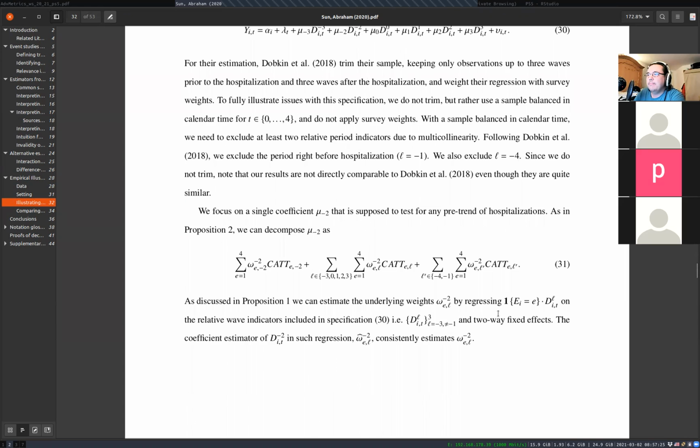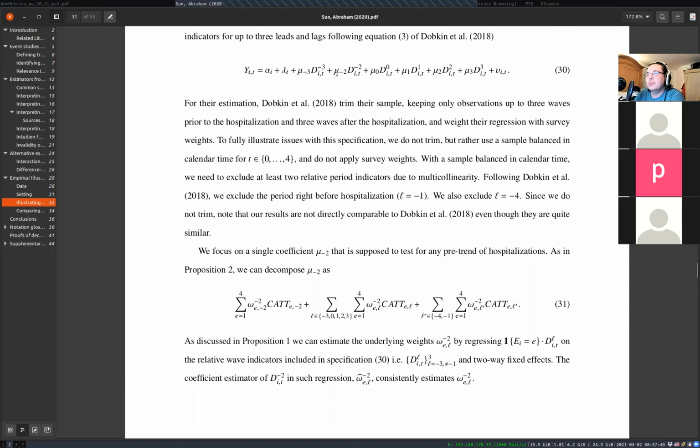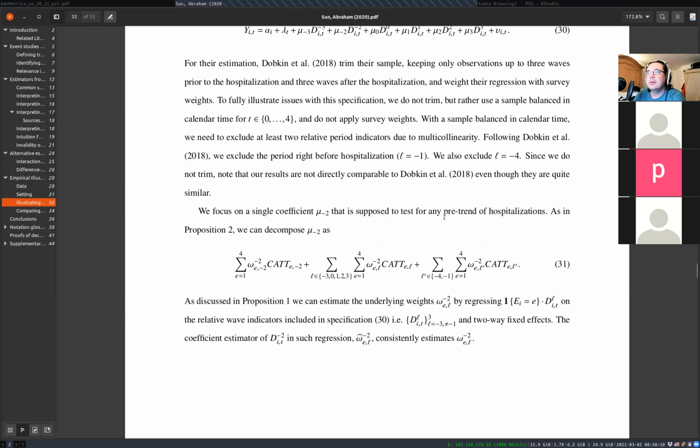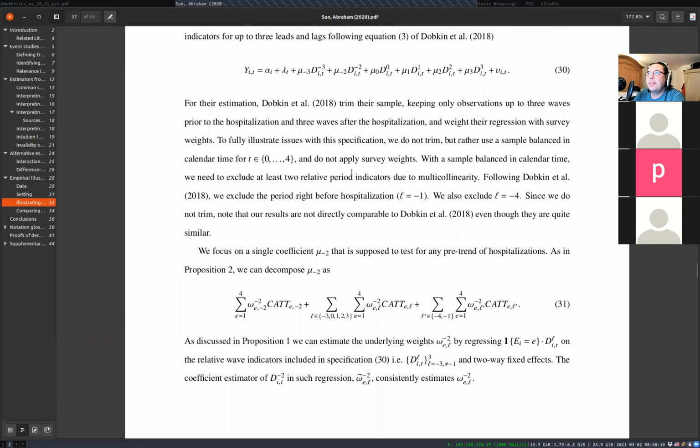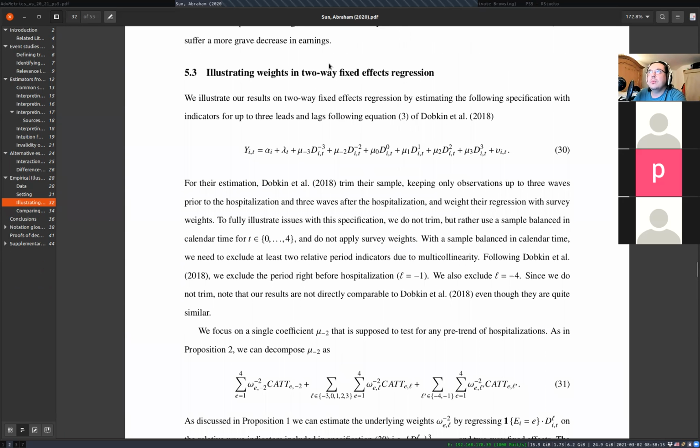And then, right, so the weight omega EL minus 2 means that this is the weight that enters the calculation of mu minus 2. That's the superscript. And the two subscripts are the cohort and the relative period. And so to calculate mu minus 2, we include all the cohorts and all the periods with the corresponding weights. So let's look at how we run this regression.